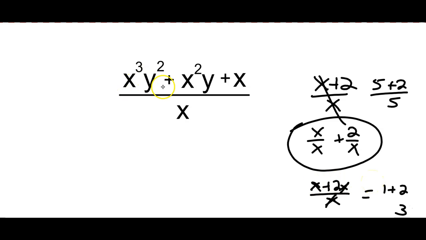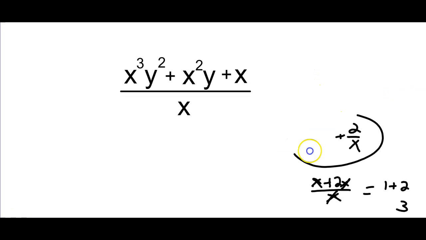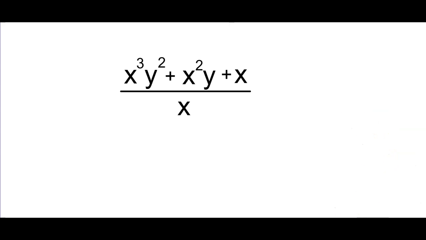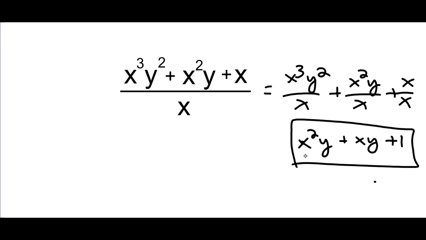So for right here, there are a couple of ways to show this. One, you could divide up the fraction. So let's clear some space here and divide up the fraction. This can be rewritten as x cubed times y squared over x plus x squared times y over x plus x over x. And then simplify. So you get x squared y plus xy plus 1. And there's your answer. That's one way you can do it.